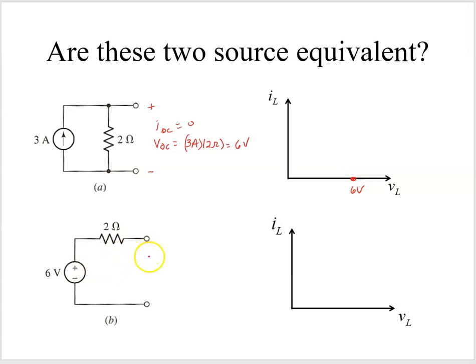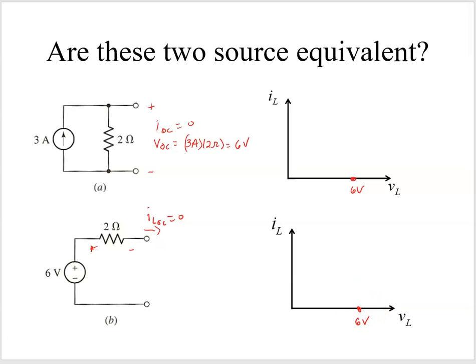If we look at our voltage source, our open circuit voltage is when our IL is equal to 0. We'll write ILOC. Our IL open circuit is equal to 0. So we get no voltage drop across this 2 ohm resistor, and so again, that's 0. We end up with just the 6 volts. So those points are the same.